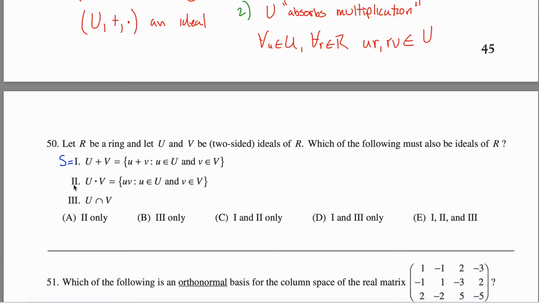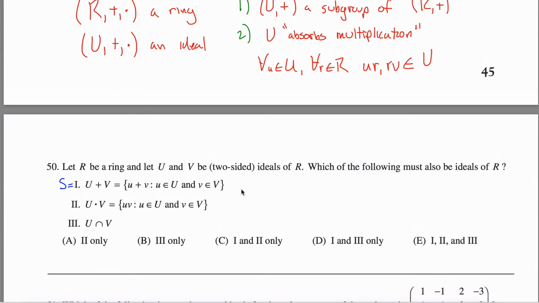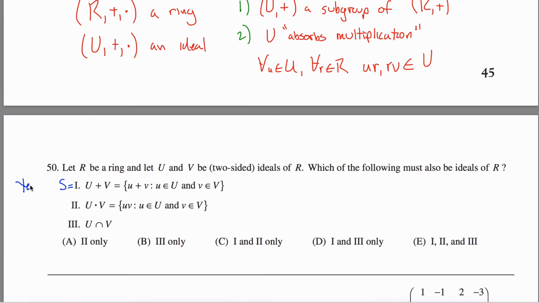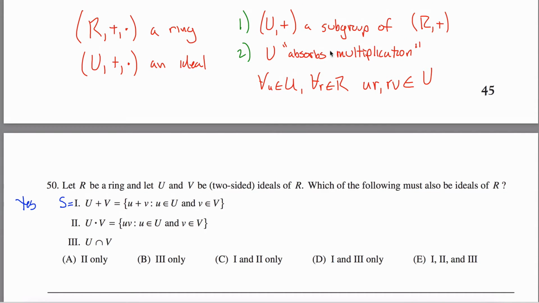So S is the set of all sums where one of the elements is from U and the other from V, and U and V are known to be ideals. And I'm asked, is that guaranteed to be an ideal? Well, it turns out that the answer is yes. Maybe I'll even write that over here. That will be an ideal. I guess we should check both of our criteria.